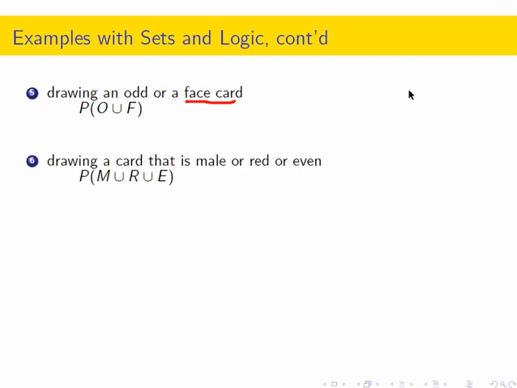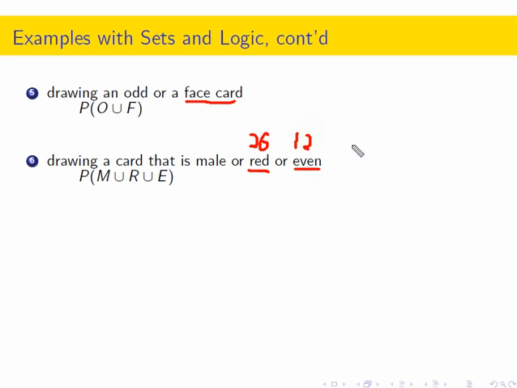What about drawing a card that is male or red or even? Okay, so let's try to get this. If we count up how many red cards there are, that's half the deck. That's 26. And then we need all the black even cards, right? So all the even cards that haven't been counted yet, those will be the black even ones. Well, there are 6 even cards per suit, so we have 12 more that are black evens.